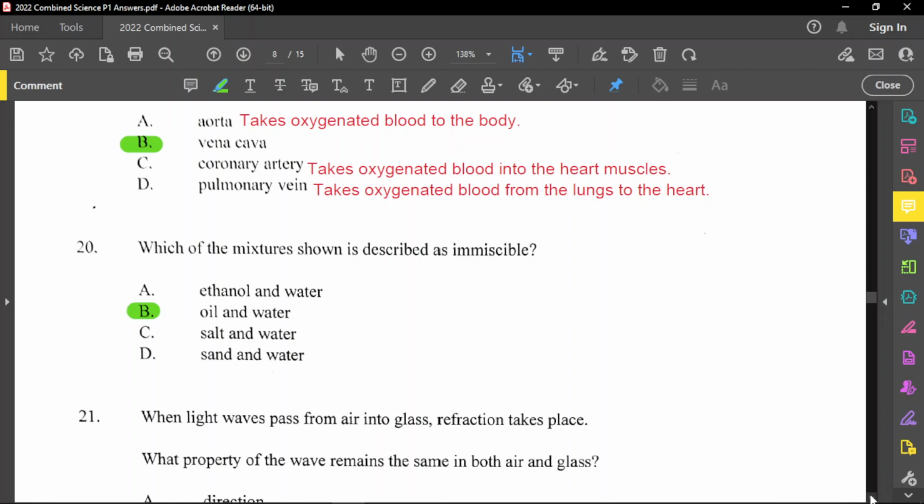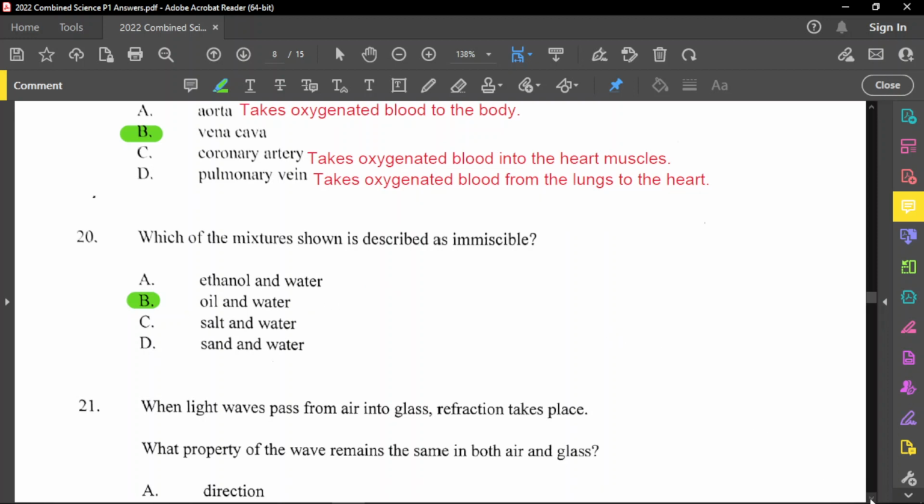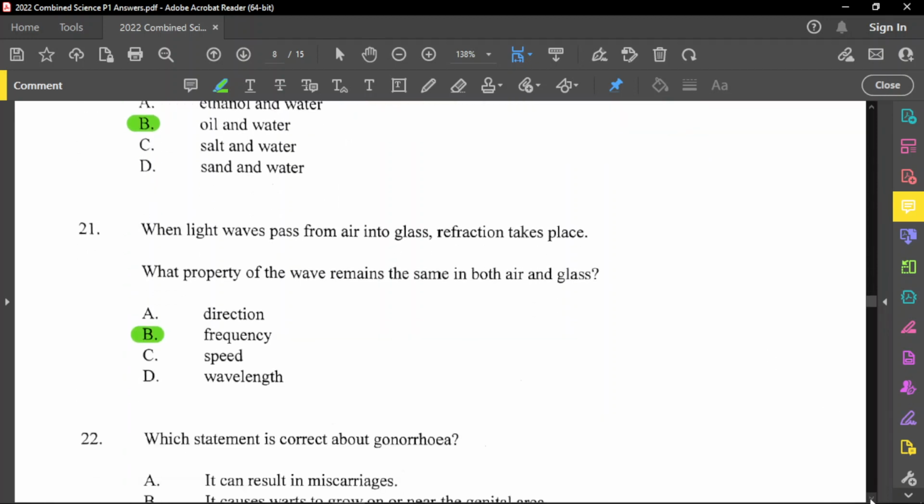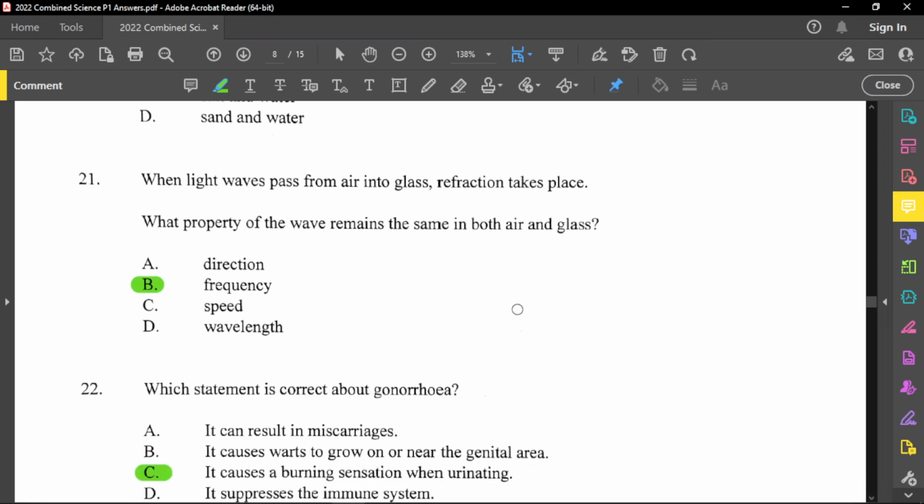Now, question number 20. It said, which of the mixtures shown is described as immiscible? And the word immiscible means they're unable to mix. All right. So oil and water, they cannot mix, so they are immiscible. All right. No need to explain that. And that's something that all of us, I think, will remember from doing even our BGCSE exams.